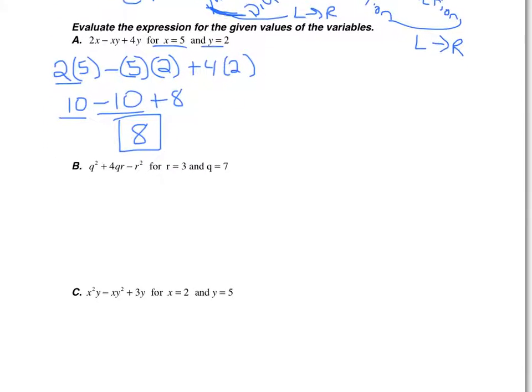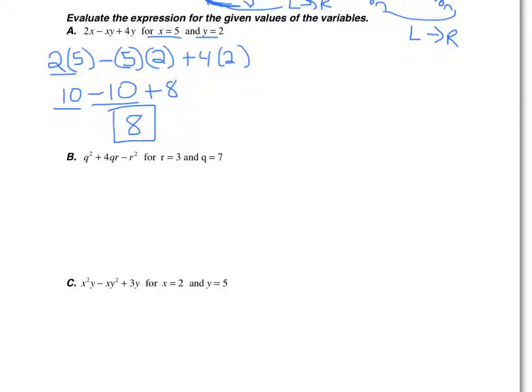Let's go ahead and look at our next one. In this case, we have q squared plus 4qr minus r squared, and we want to use r equal 3 and q equals 7. So let's plug in q squared plus 4 times q times r minus r squared. In this case, q is 7, and q is 7, and r is 3, and then r squared is 3 squared.